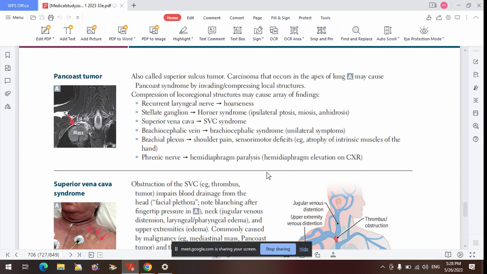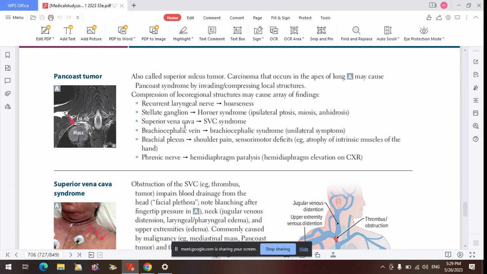What are the structures surrounding that area? That is very close to the upper part of the mediastinum. So we have our aorta just curving around that area. And remember that the left recurrent laryngeal nerve loops around the aorta at that point, so it can get compressed and the person can present with hoarseness of voice.